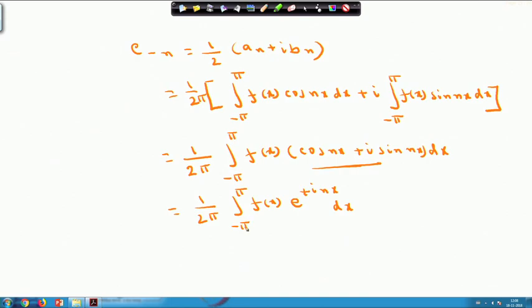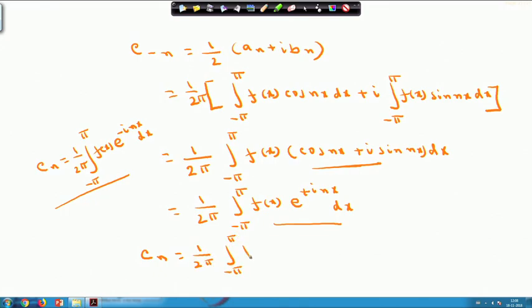So, your C n is 1 by twice pi integral from minus pi to pi f x into e power minus I n x dx, whereas C minus n becomes 1 by twice pi into integral from minus pi to pi f x e power plus I n x dx. I am just writing C n so that you will understand it better. So, your C n is this and C minus n is this. Using these two, in one form I can write C n equals 1 by twice pi integral from minus pi to pi f x into e power minus I n x dx, where for all n which is equal to 0, plus minus 1, plus minus 2, plus minus 3, in this way I can get the values.